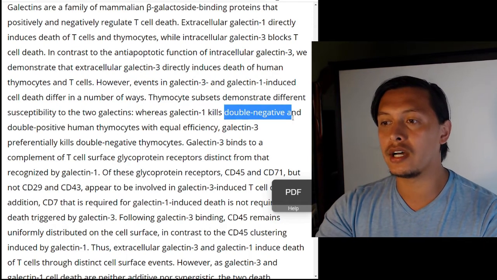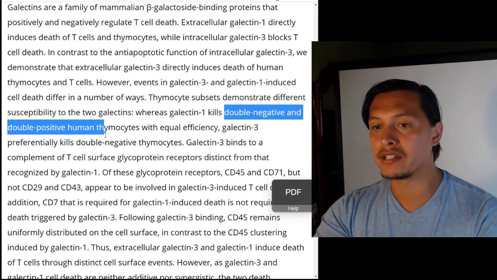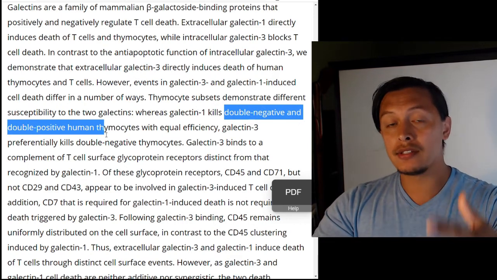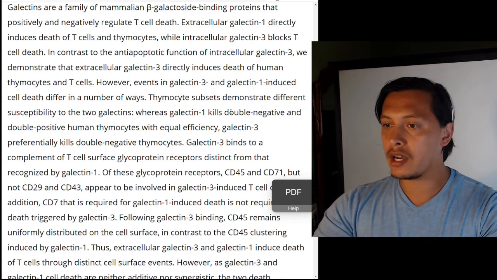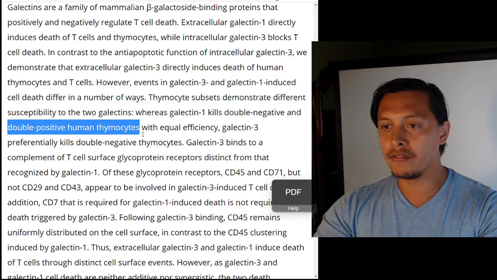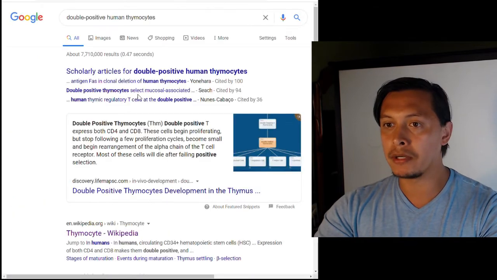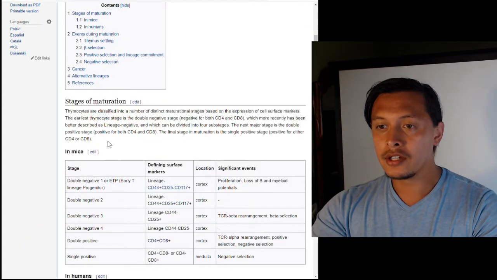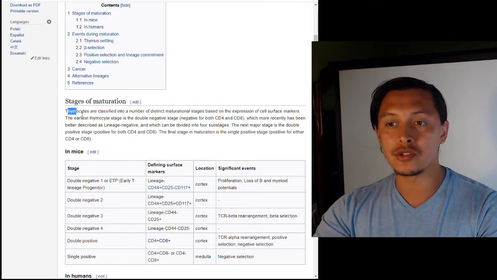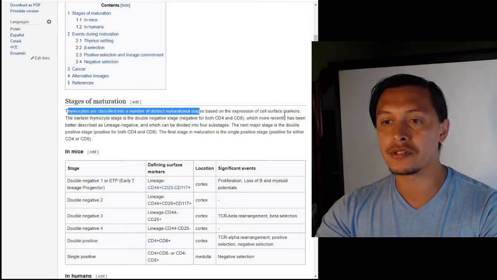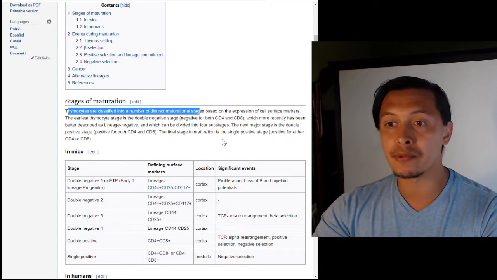So what does double negative and double positive mean? Well, this is in reference to CD4 and CD8. So let us look up double positive human thymocytes and get the Wikipedia article up. So thymocytes, the stages of maturation. Thymocytes are classified into a number of distinct maturational stages based on the expression of cell surface markers or cell surface receptors as well.